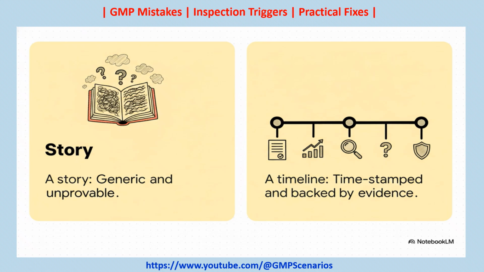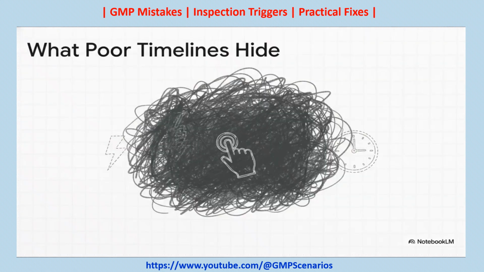One is just a narrative. The other, that's proof. So why is this such a big deal? Why does it matter so much? Because a bad timeline doesn't just make things confusing, it actively hides the truth. It buries the key triggers that started the whole thing. It glosses over the critical moments where someone intervened, and it completely misses those minute-by-minute details that, let's be honest, an inspector is going to demand, especially when it's a major deviation.